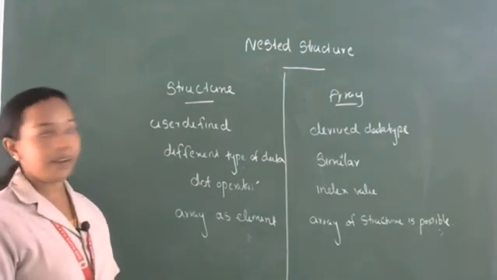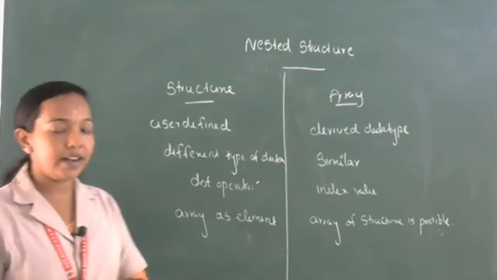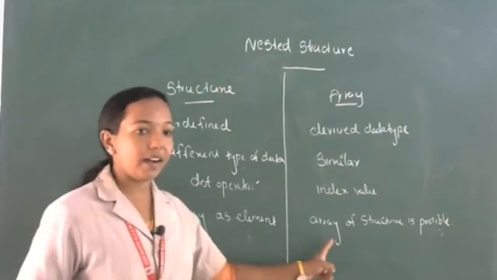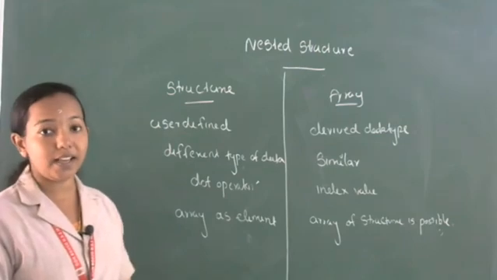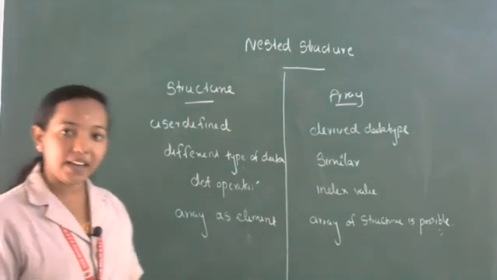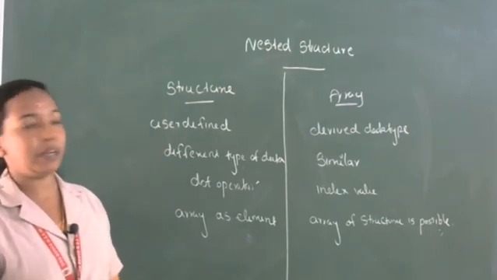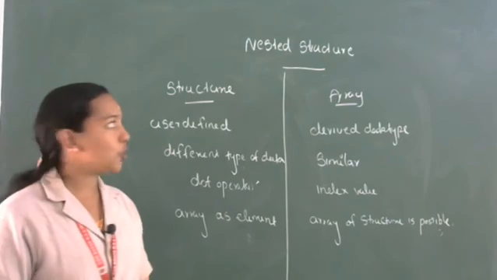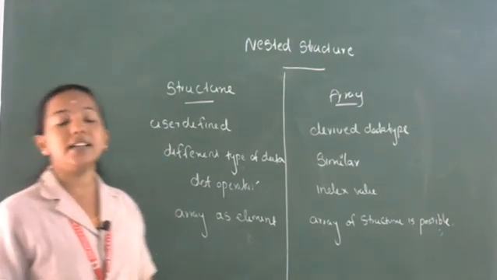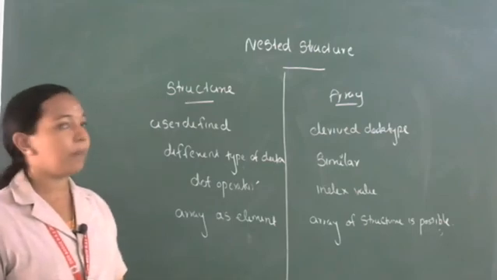Then one more point: a structure containing another structure is known as nested structure. But an array containing another array is known as multi-dimensional array. So hope you understood the different concepts relating to the structure. By this we are concluding the topic structure.